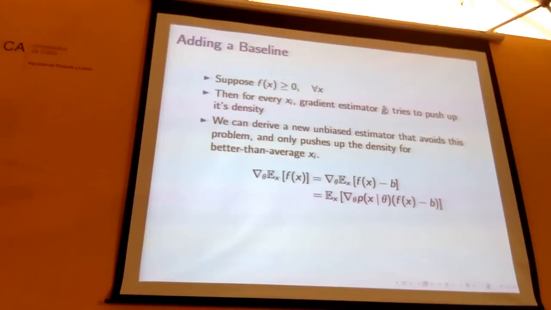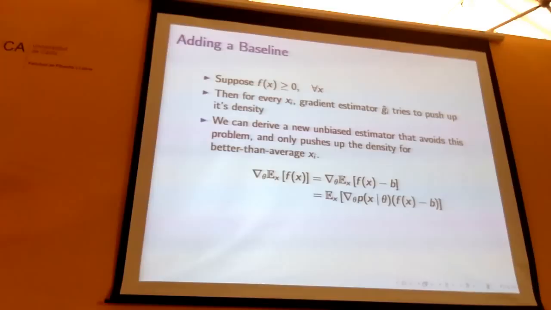So what we can do is derive an estimator that only pushes up the density of better than average samples. When I say that the estimator is pushing up the density, I mean that when we compute the estimator of the gradient of the expectation of f, and then we move in that gradient direction, it's going to push up the probability of certain samples. Okay, so we can derive a better estimator.